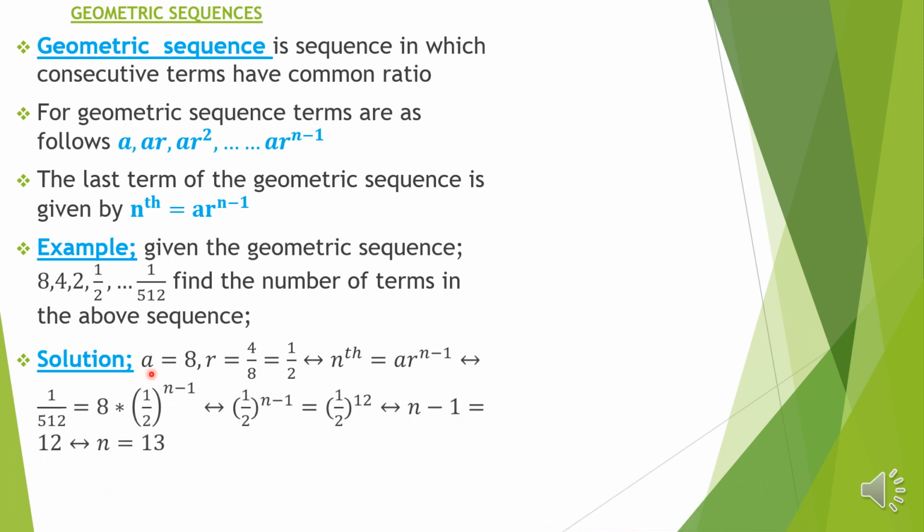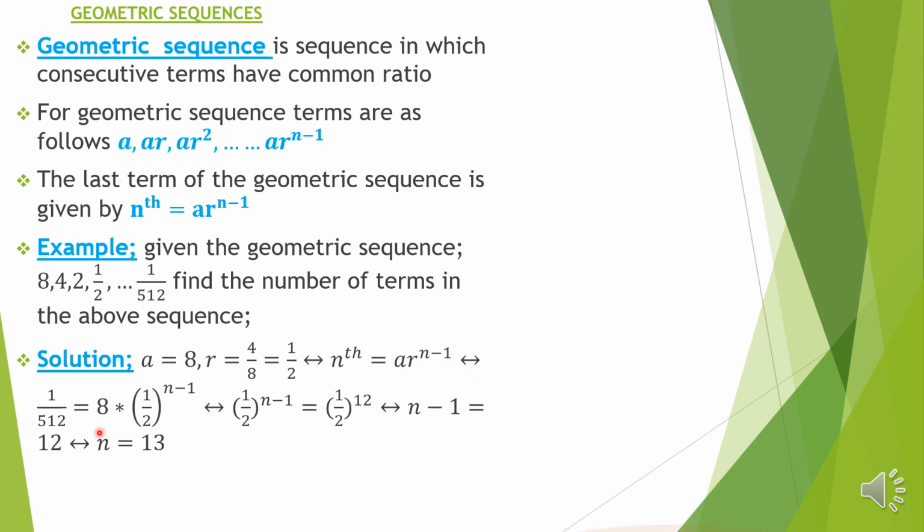One, realize that the first term is 8. The common ratio is 4 over 8, which is the same as a half. That is, you take 4 divided by 8 or 2 divided by 4. That means the second term by the first term or the third term by the second term and so on and so on. So we realize therefore that our common ratio is a half, which implies, remember, that the nth term is given by a r raised to n minus 1.